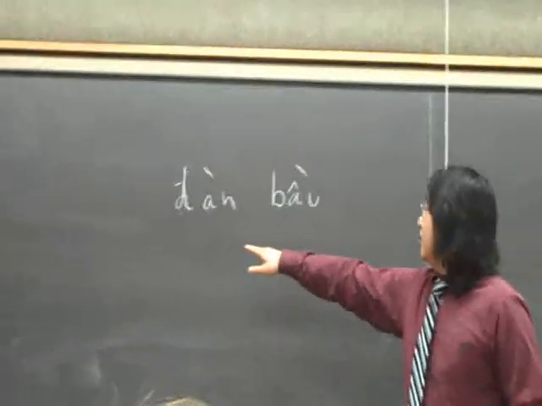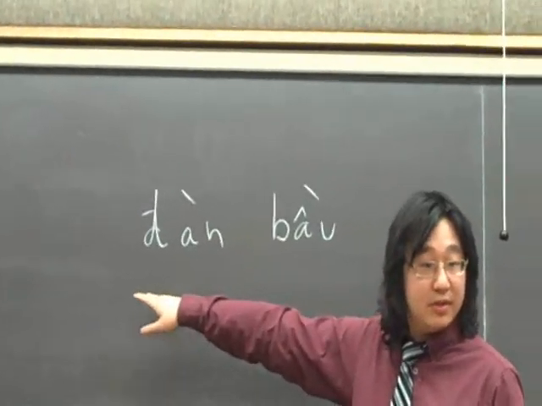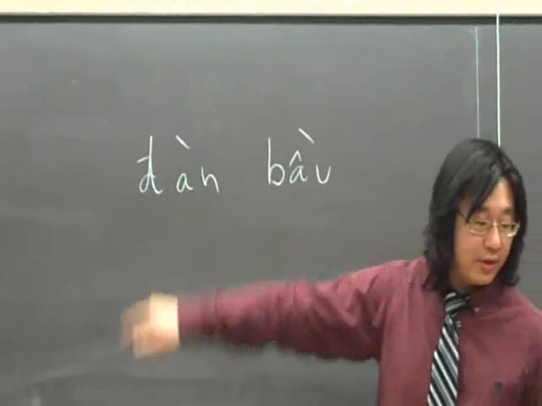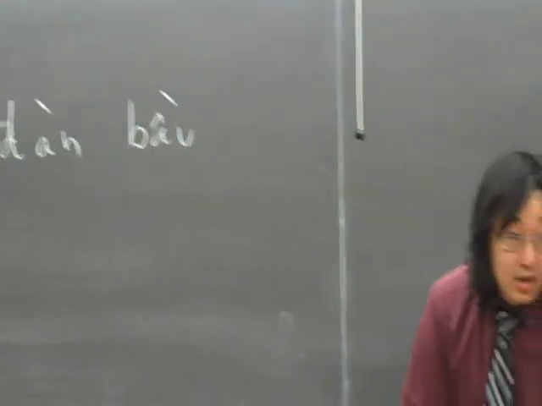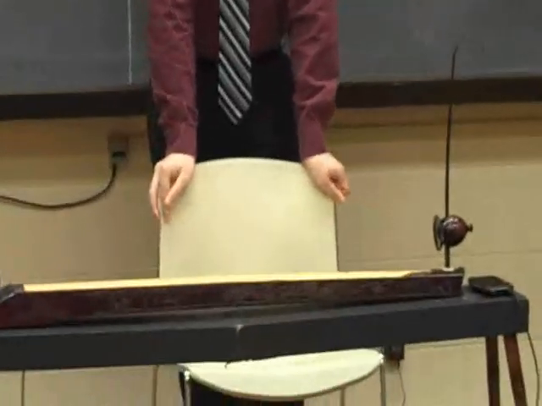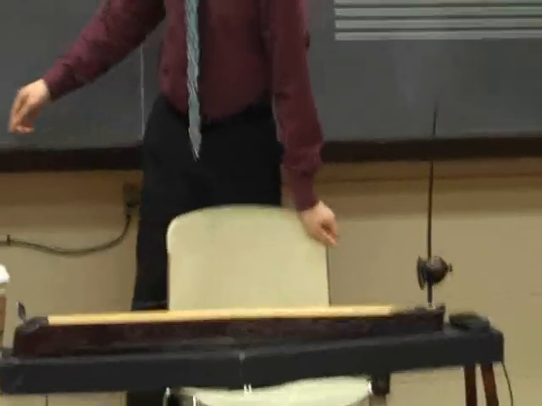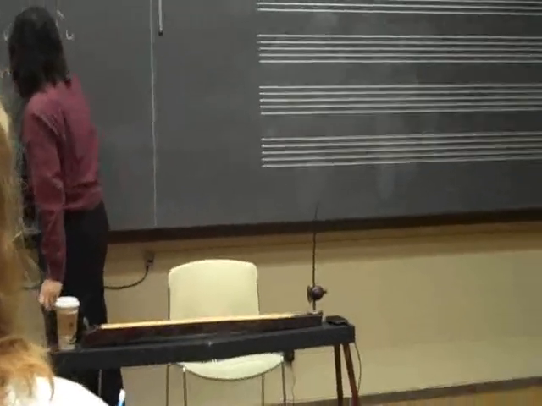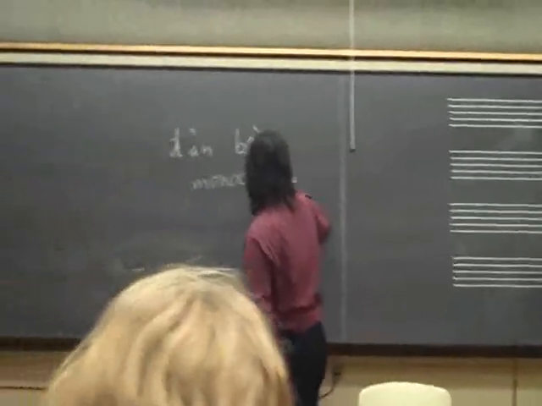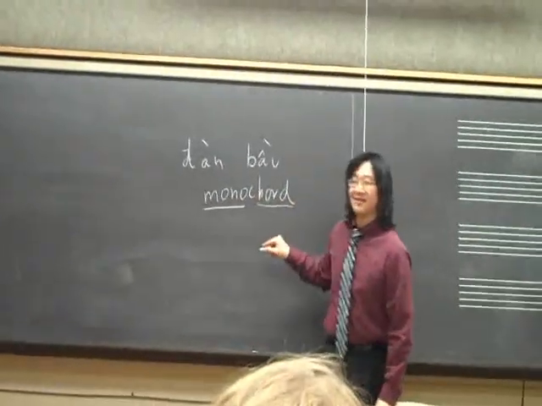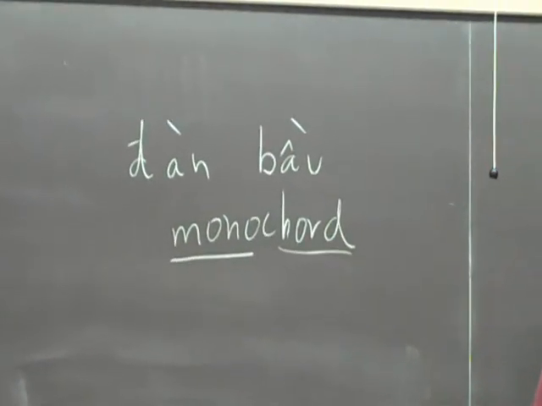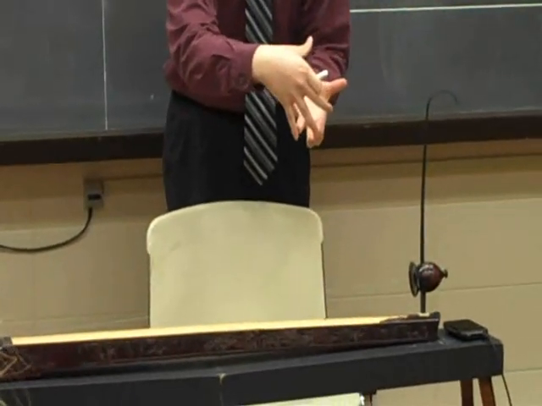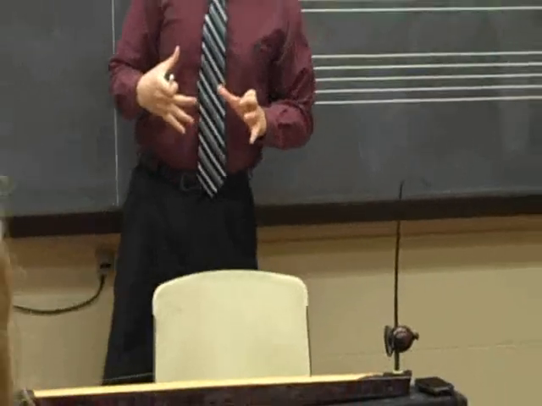The word Dan in Vietnamese means instrument, and the word Bau means a gourd. And the reason the gourd part is there is because of this little thing. The traditional Vietnamese Dan Bau, sometimes referred to as a monochord because it has one string, is called a Dan Bau because of this, which traditionally would be very large and made out of a gourd. So it was a resonator for the instrument.